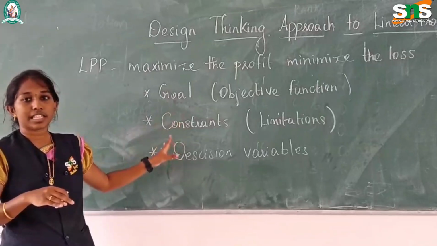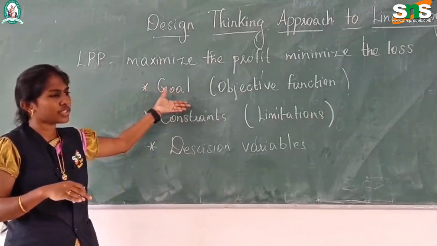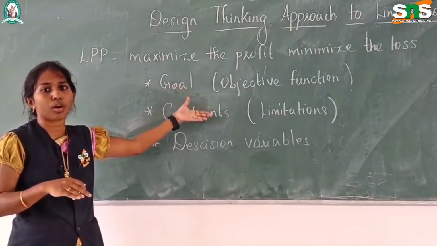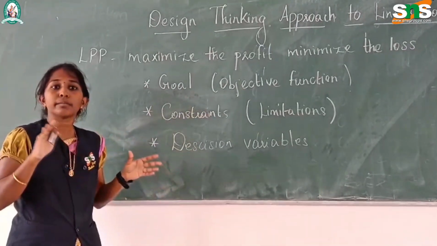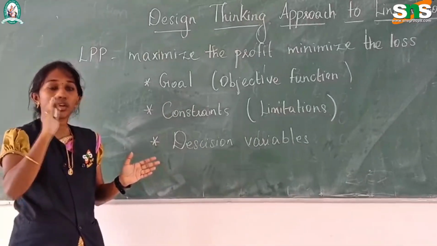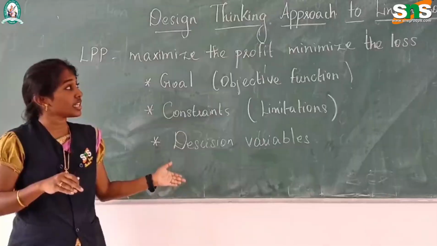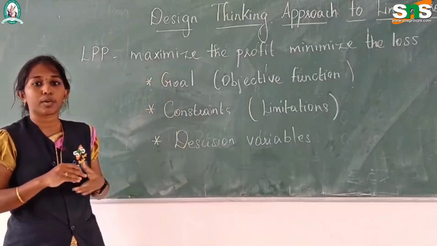And the final stage is testing. In the testing we obtain some answer. The main aim of this problem is to maximize the profit only. If the answer is in the maximizing case, that will be fine. If the answer is in the minimizing case, then we are going to do it from the first step again. So these are the 5 stages of design thinking to solve the linear programming problem. Thank you.